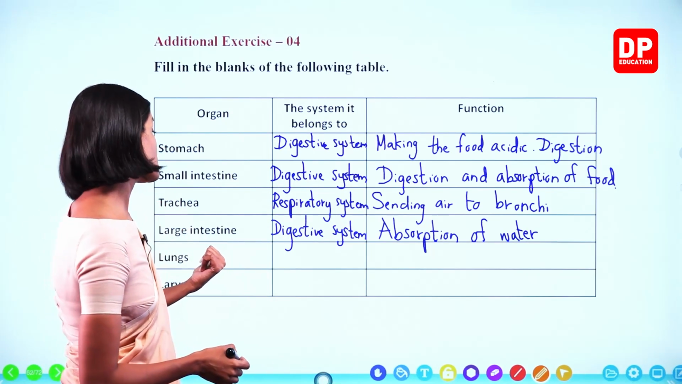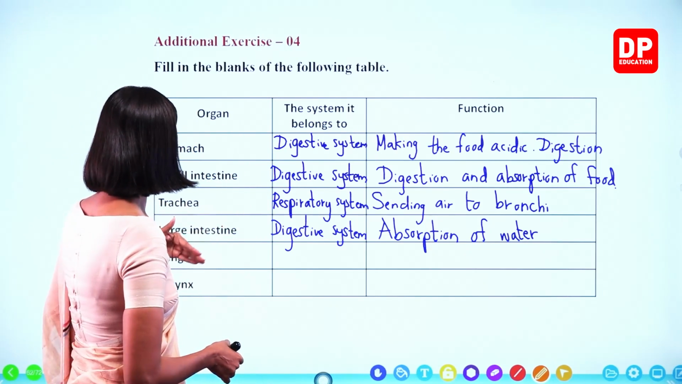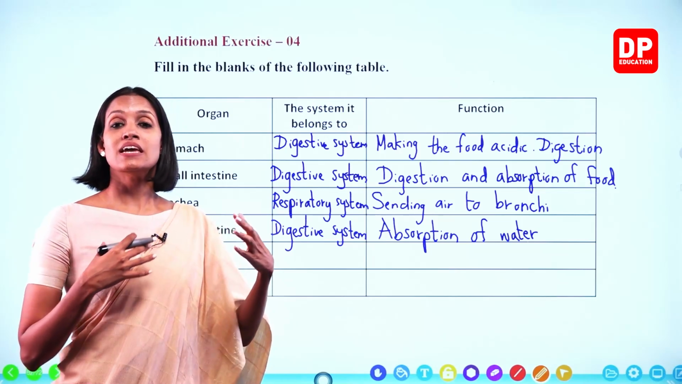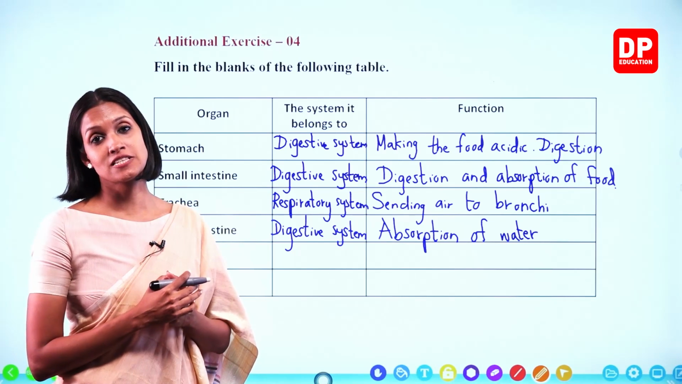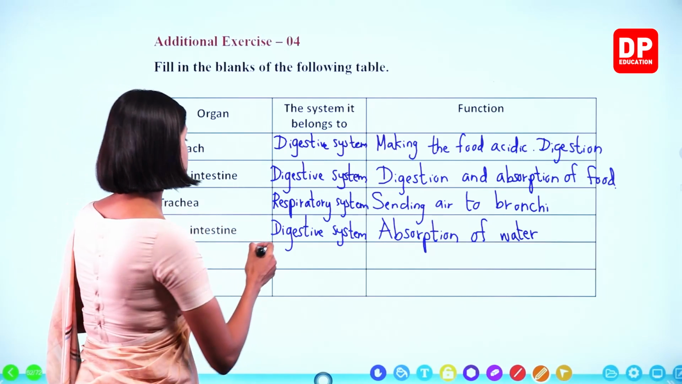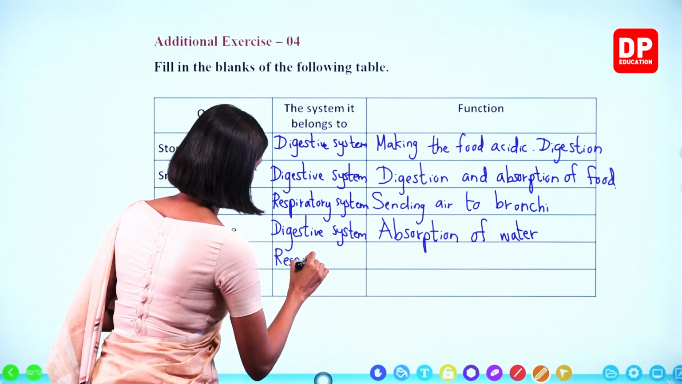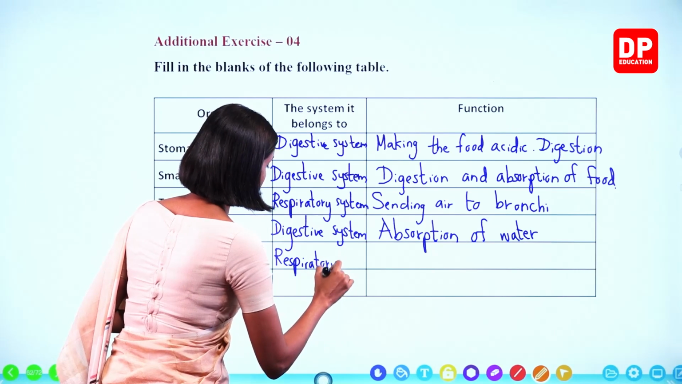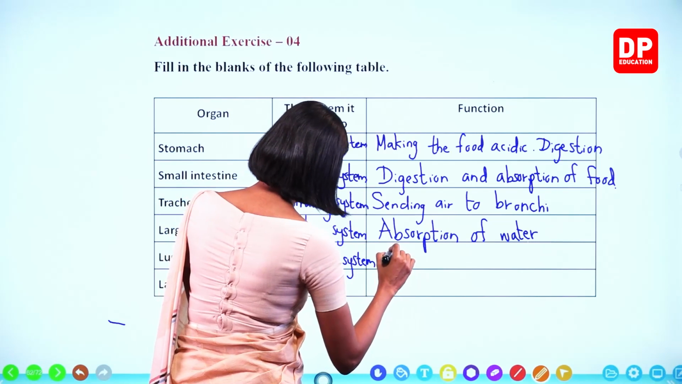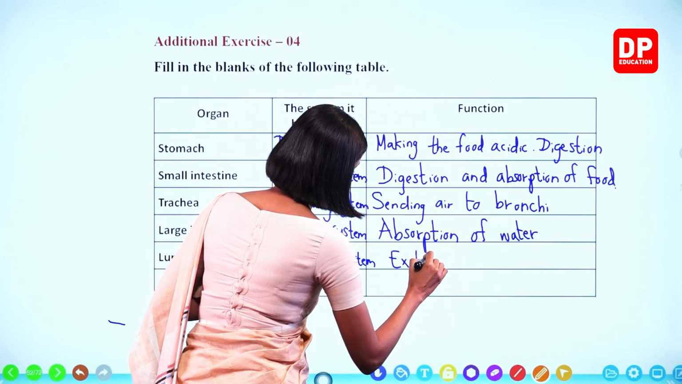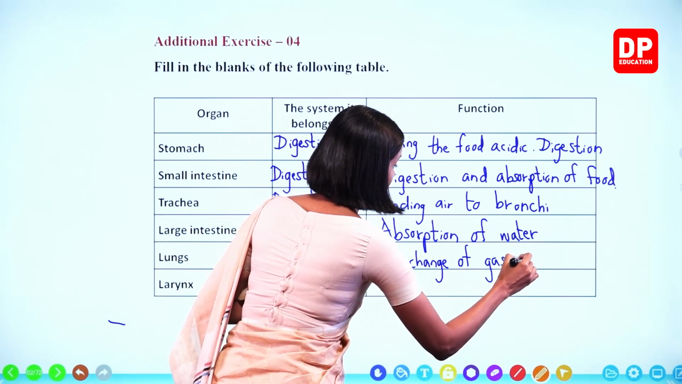Lungs. What happens? Lungs belong to the respiratory system. What is the main function of the lungs? You all know inside the lungs exchange of oxygen and carbon dioxide gases takes place. Exchange of gases. Respiratory system. Here we'll write briefly exchange of gases. There I explained to you all.